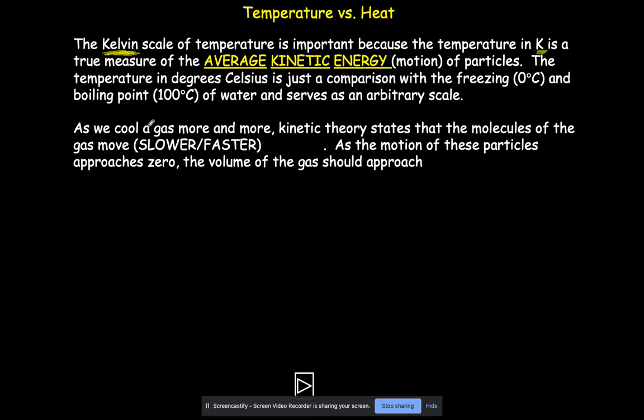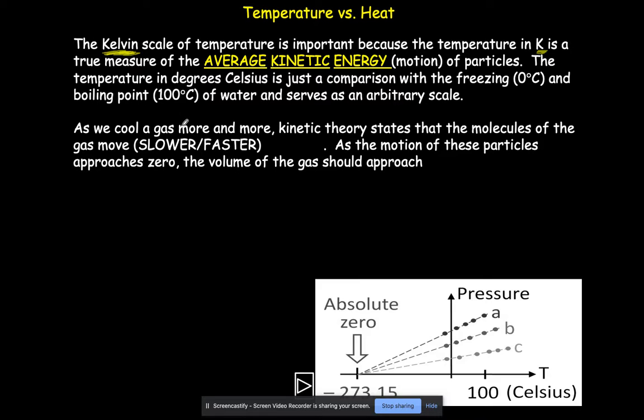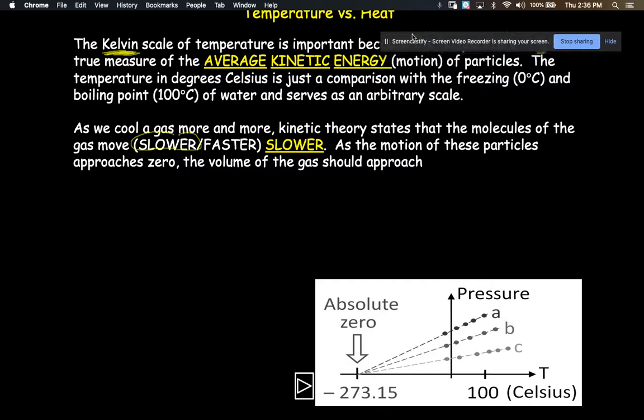All right. So as we cool it, let's just say we had a couple of gases and we were cooling them down more and more. As we cool them, the kinetic theory, which is about movement, states that these molecules are going to move slower. Okay, so they're going to move slower as you cool that gas more and more. And as the motion of these particles approaches 0, then the volume should also approach 0, right? So the volume, the space that this takes up, should also approach that 0 mark.